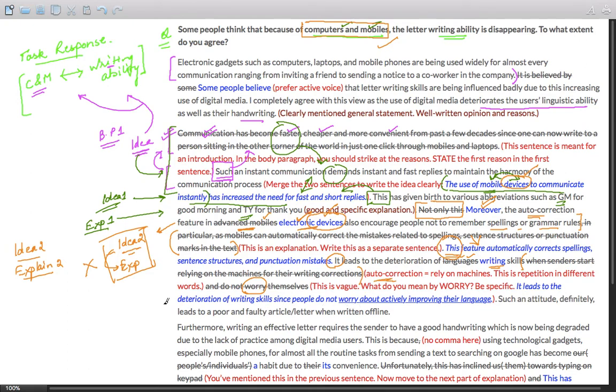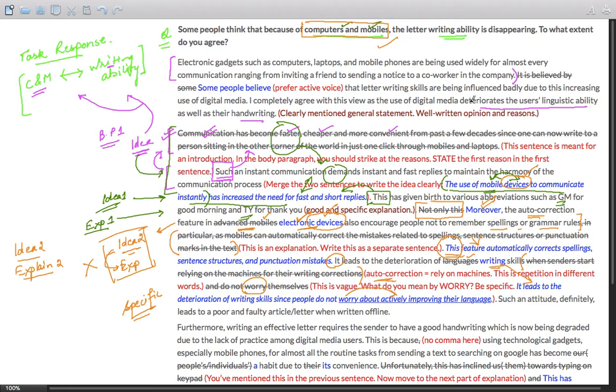So it leads to deterioration of writing skills. That is this idea, and skills, since people do not worry about actively improving their language. They do not worry about this thing. So this is what we call a specific explanation. Worry about what? So try to make things more specific. This will fetch you better bands.